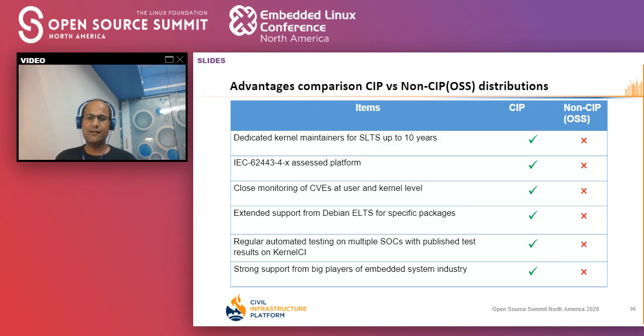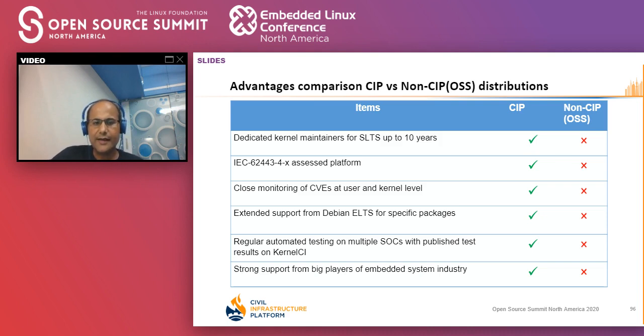Okay, so this is a comparison of what happens if someone selects CIP as a distribution versus non-CIP distributions. What are the advantages associated with CIP? The biggest advantage is dedicated kernel maintainers for SLTS up to 10 years, which is usually not available in other open source distributions. This is a big relief, especially considering the effort required to maintain so many packages and so many frequent releases.